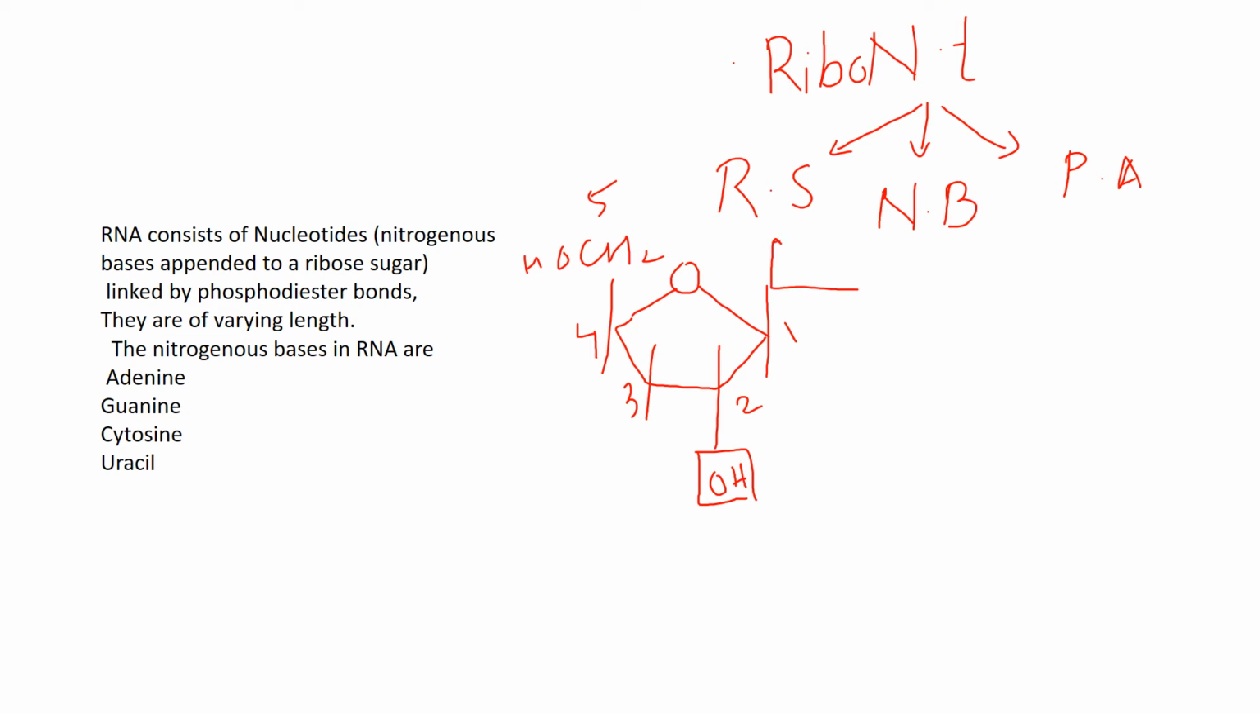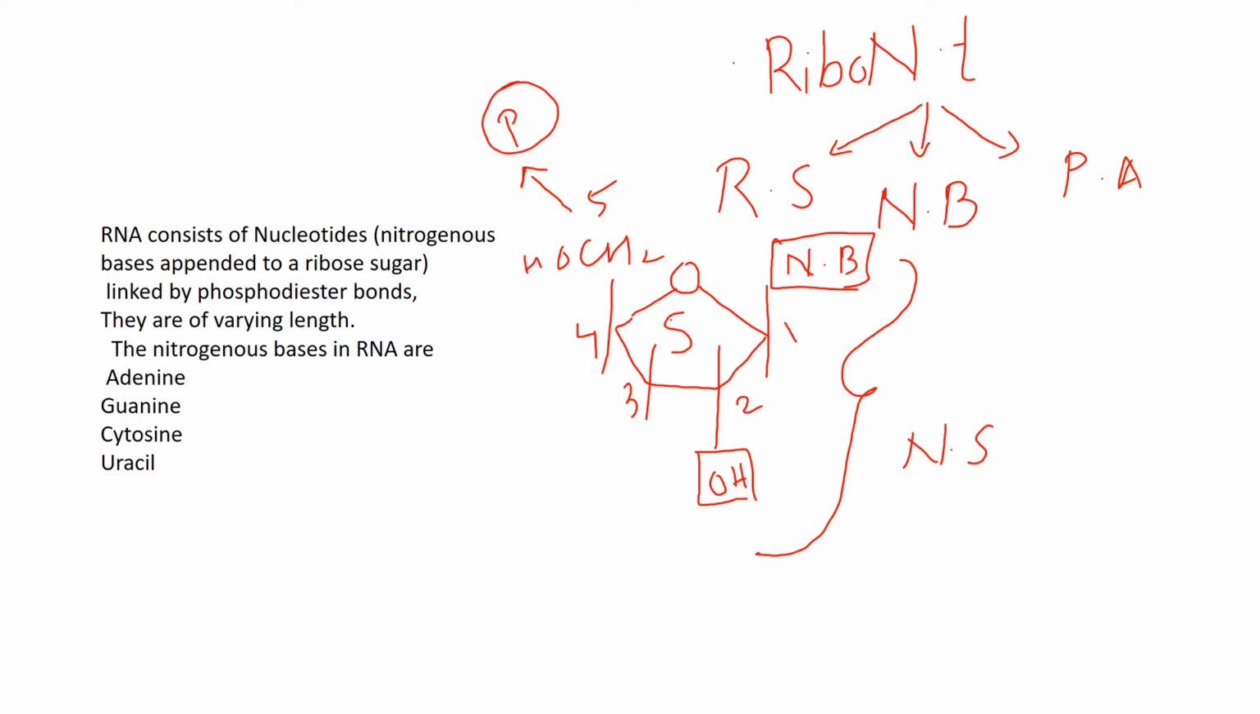The nitrogenous base is again attached to the first carbon as in case of DNA, and the nitrogenous base and the sugar together are called a nucleoside. To the fifth carbon the phosphate group is attached, and once the phosphate group is attached to the OH, this H will be removed, right?